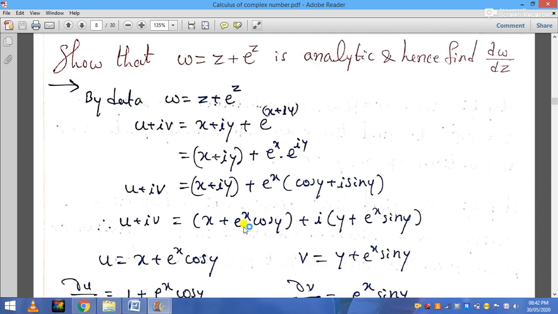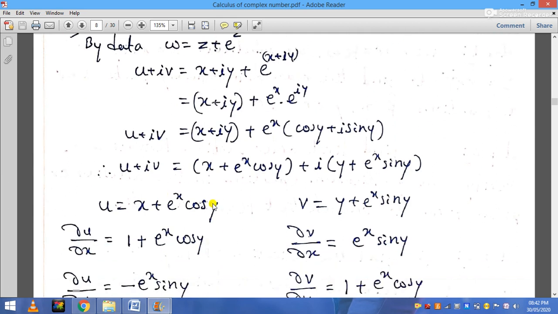So x plus e raised to x cos y is the real part, and the coefficient of i is the imaginary part, that is y plus e raised to x sin y. So first we write w is equal to z plus e raised to z, then put w is equal to u plus iv, then z is equal to x plus iy, then simplify and separate the real part and imaginary part. We get u is equal to x plus e raised to x cos y, the real part, and v is equal to y plus e raised to x sin y.